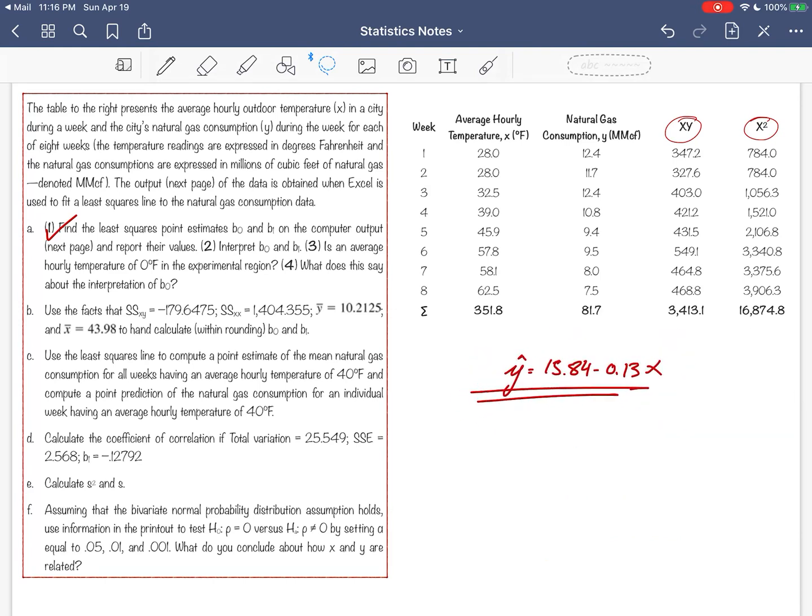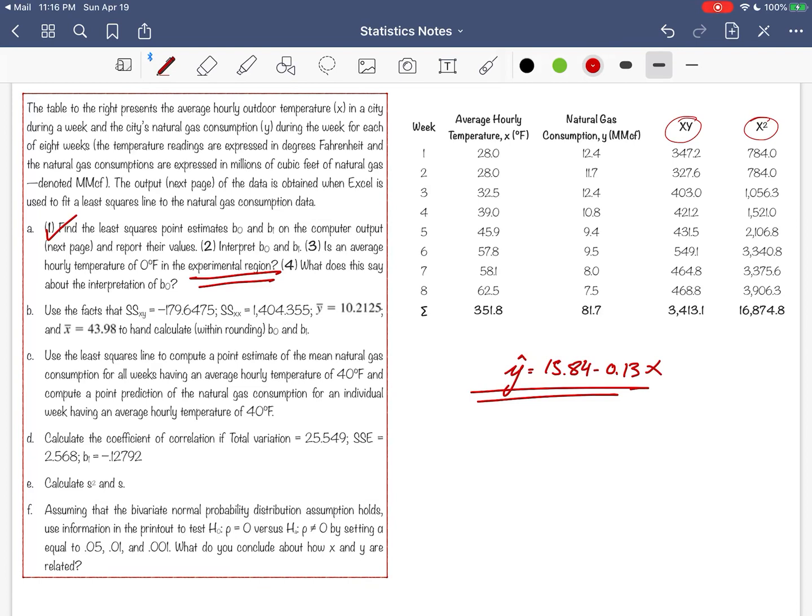Part 3, it says, is an average hourly temperature of 0 in the experimental region, and this is what we've just spoken about. It's not in the experimental region, and therefore using it to predict y is going to be incorrect. What does this say about the interpretation of B0? It means that it's dubious, meaning it's not accurate.